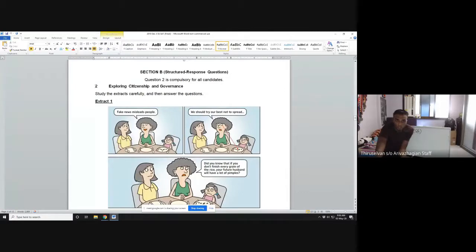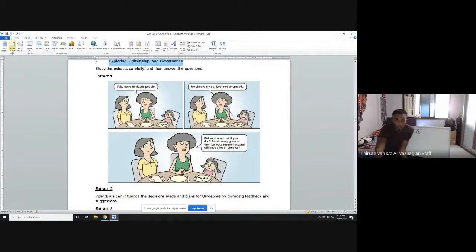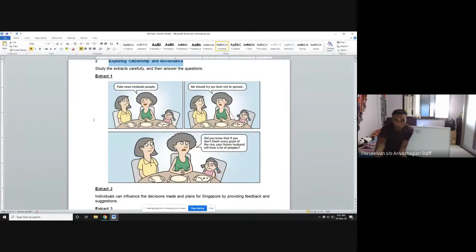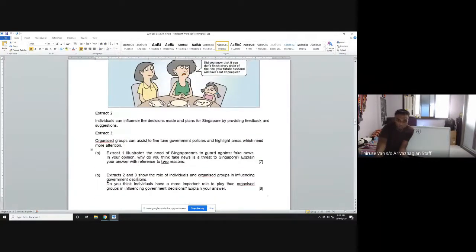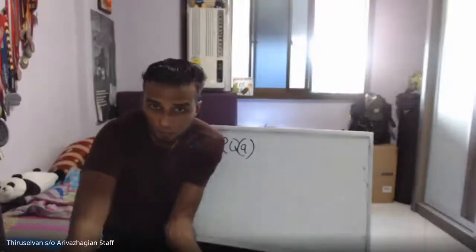So it will tell you the issue on top, the thing that I'm highlighting. So this is issue 1, exploring citizenship and governance. 2 is the question number, so ignore that one. Now there's extract 1. In this case, it's a dialogue and it's a cartoon. Extract 2 and 3. Question A, question B. So I'm going to stop sharing right now.